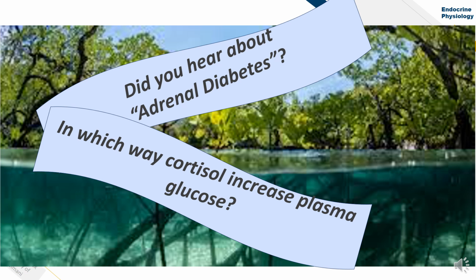You know what diabetes is? Either insulin deficiency or insulin resistance, diabetes mellitus, and both of them cause an increase in blood glucose because of decreased glucose uptake into the cells. And why adrenal diabetes? Because cortisol also causes an increase in plasma glucose. Let's see how.